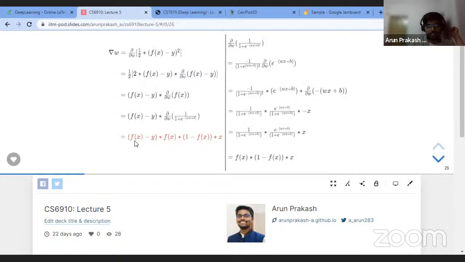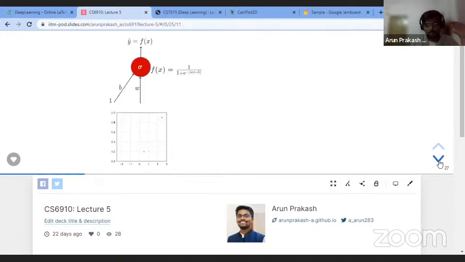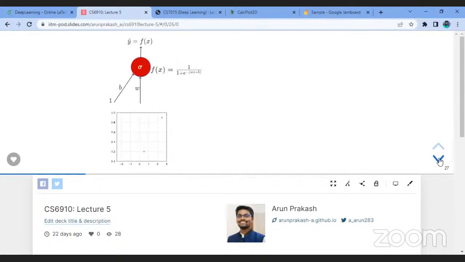Yeah, this one. F of x minus y into f of x into 1 minus f of x into x. So this is for del w, and then for del b we don't have this x. That's the only difference, because the bias does not depend on the input to the neuron.